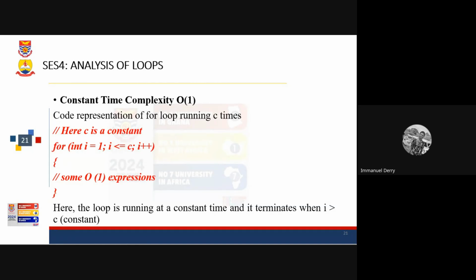One of the complexities is the constant time complexity. Mostly we use big O of 1 to represent the constant time complexity of a loop. And this is the code implementation. One thing you have to notice is that the differences lie between the various information that we have in here. That is the loop initializer, the expression, and then the increment operation.